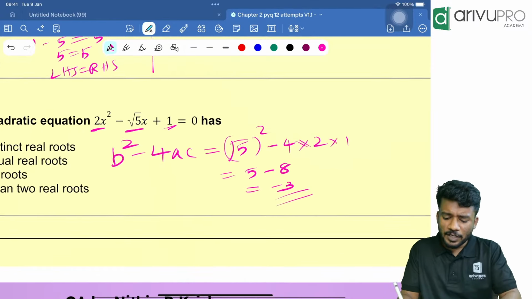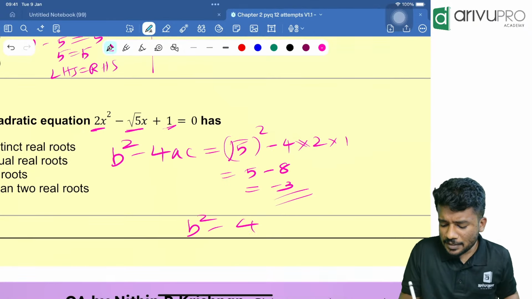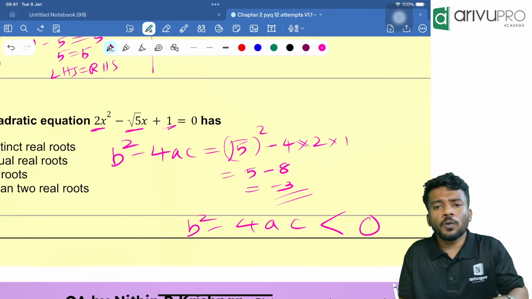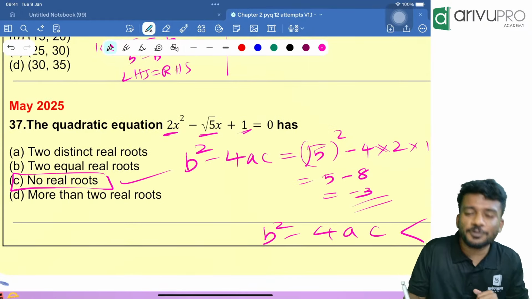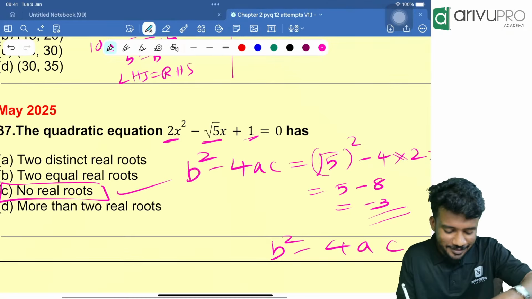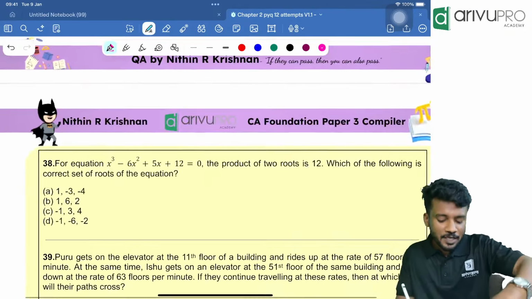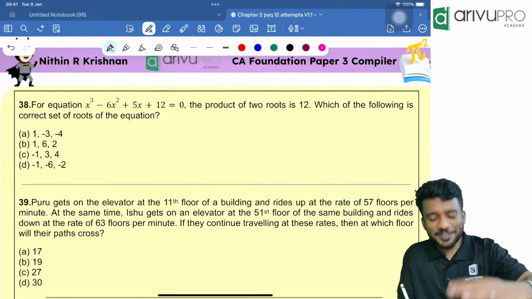People, we know that when b square minus 4ac is less than 0, that means the roots are imaginary. That means there is no real roots. Option C is your answer. Okay, next question. Another question based on cubic form.